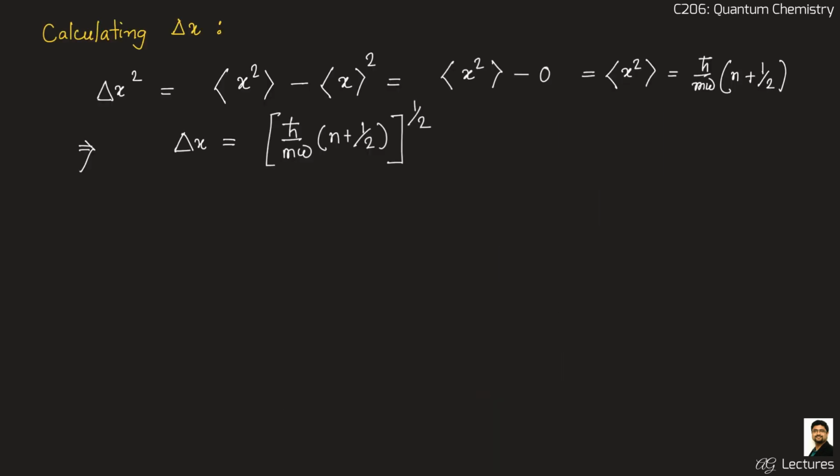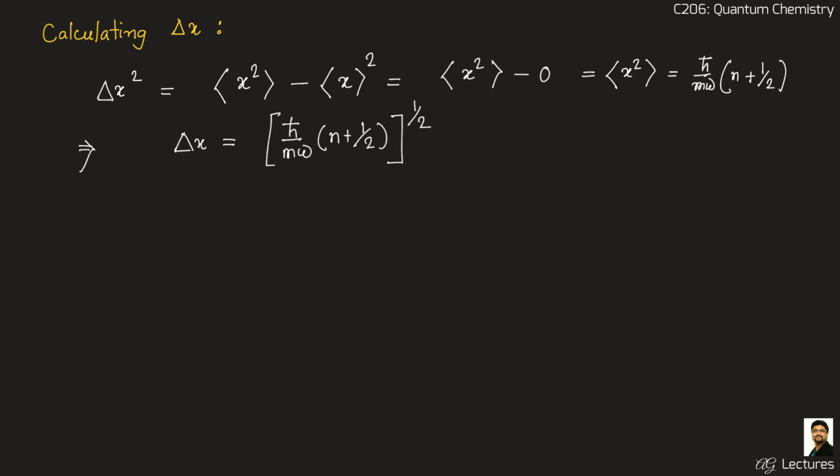So if we just use the formula that we have previously derived, that the mean square deviation is the mean of square minus the square of mean, and as the mean is 0, we get pretty much the mean of square only, and we have already found out that the mean of square is ħ/(mω) times (n + ½). So the standard deviation is just the square root of that whole quantity.